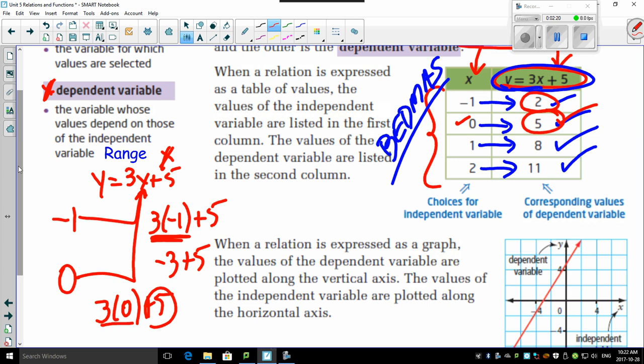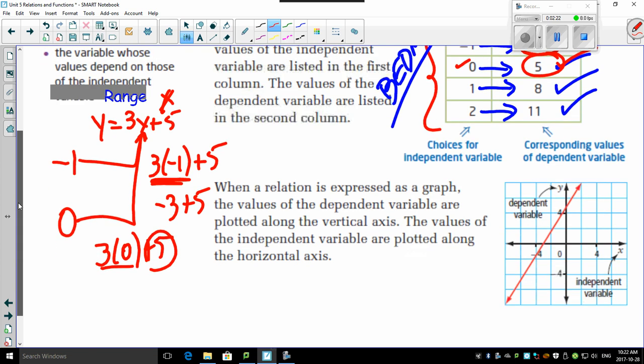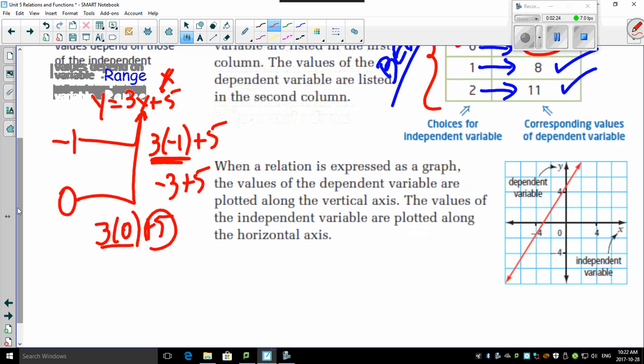Now, the cool thing is that you can represent this on a graph, a graph like this one right here. The important thing to remember is where the independent and dependent variables go. The independent variable, remember, is your x value. Your dependent variable is your y value. You will always put them on an x and y coordinate like this.